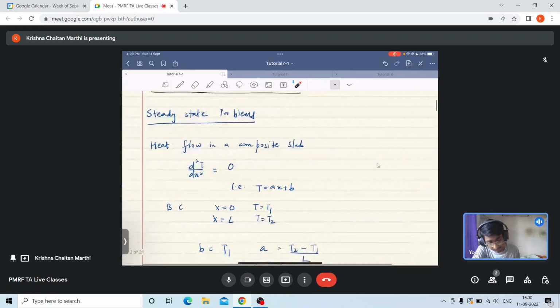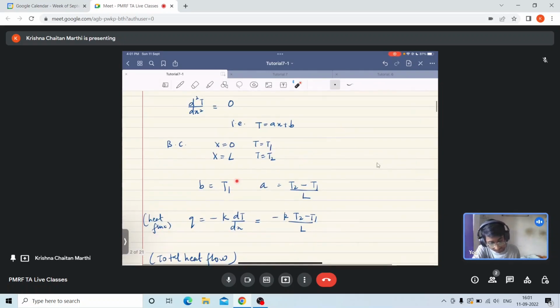Let us consider the boundary conditions for the slab: at x equal to 0, T equal to T1, and at x equal to L, T equal to T2. From this we can find the values of a and b. The value of b will be T1, as at x equal to 0 T is T1, and the value of a can be found by using the second boundary condition, that is at x equal to L, T is equal to T2.